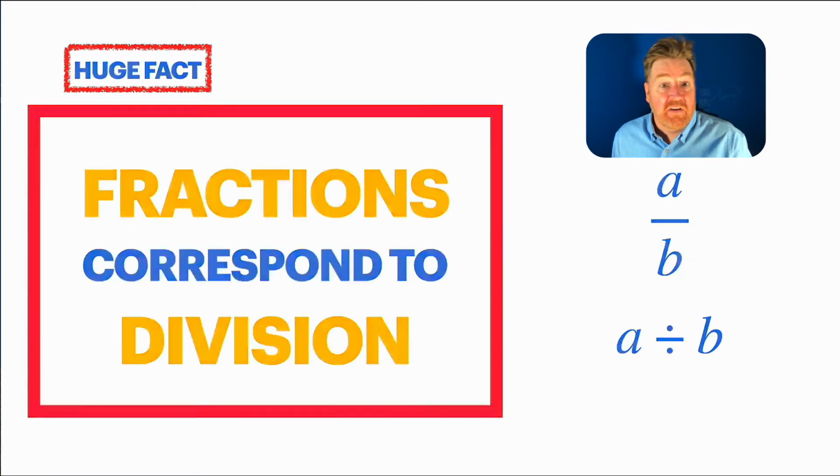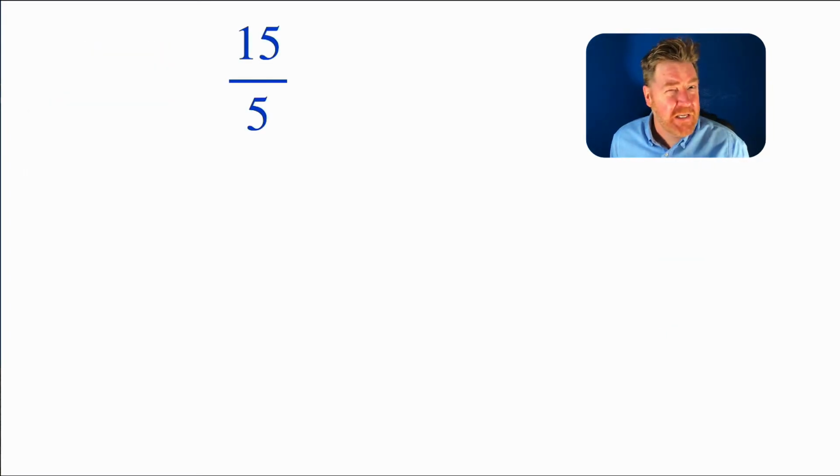Here, let's check this out. Let's make sure. Like 15 fifths. So 15 over 5, or 15 fifths, that's the same as 15 divided by 5. Well, I know that that's 3, right? And you do too. So here, let's just check it out. What can we use to see if this makes sense? Bars, love it, love it.